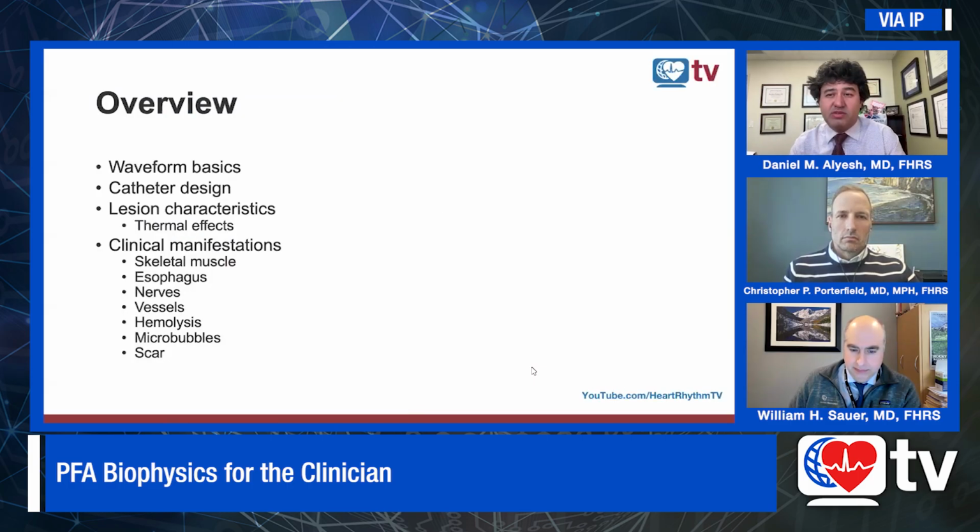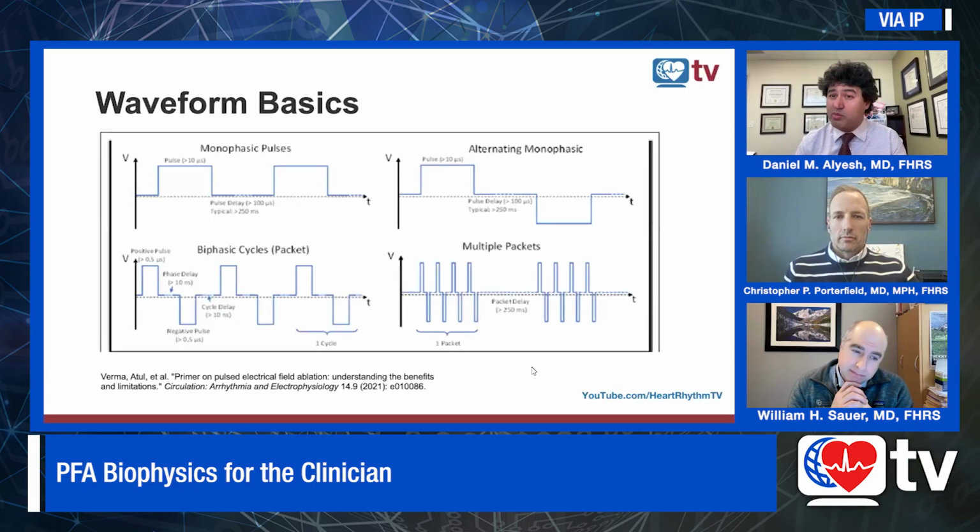So as an overview of our plan for the discussion, we'll talk about waveform basics, understanding voltage, shape, packet size, and delivery; catheter design, the importance and what that means for delivery of PFA; lesion characteristics, thermal effects, the effects of dual energy; and then some clinical manifestations as they apply to PFA biophysics: skeletal muscles, the effects on the esophagus, microbubbles, the impact of scar and vessels. So without further ado, we'll get started with our first point, waveform basics.